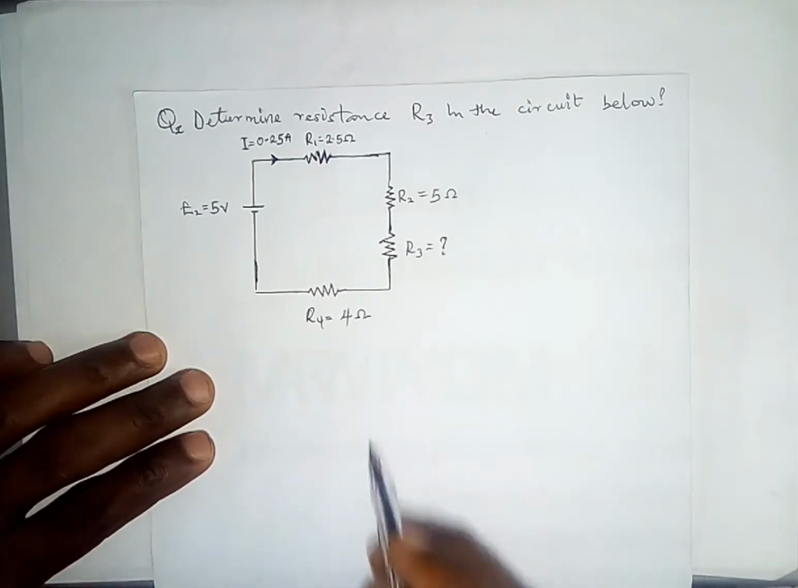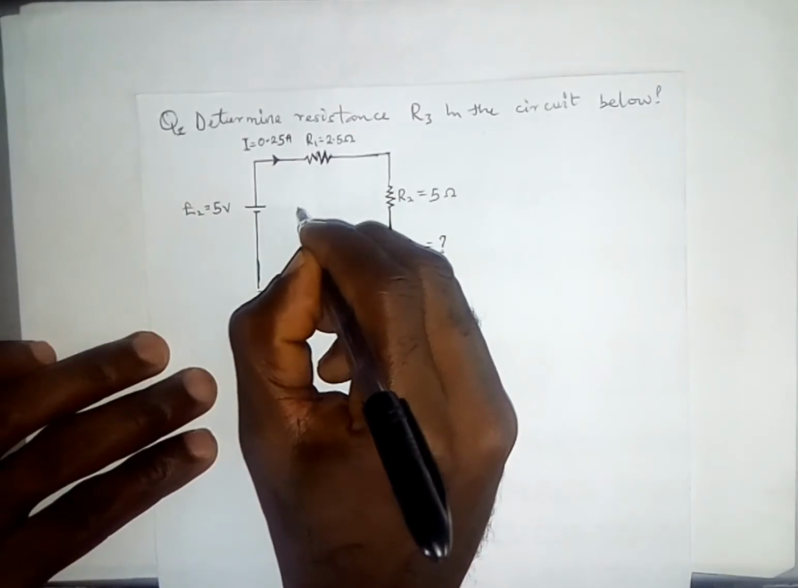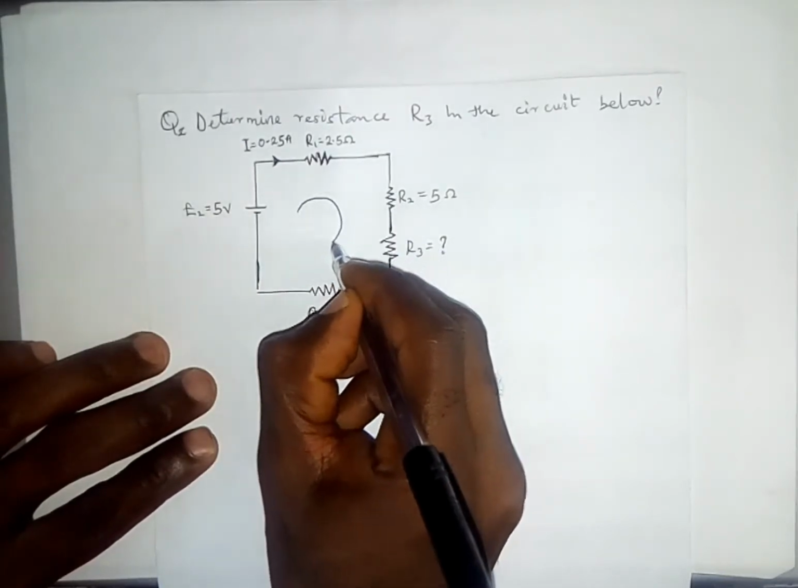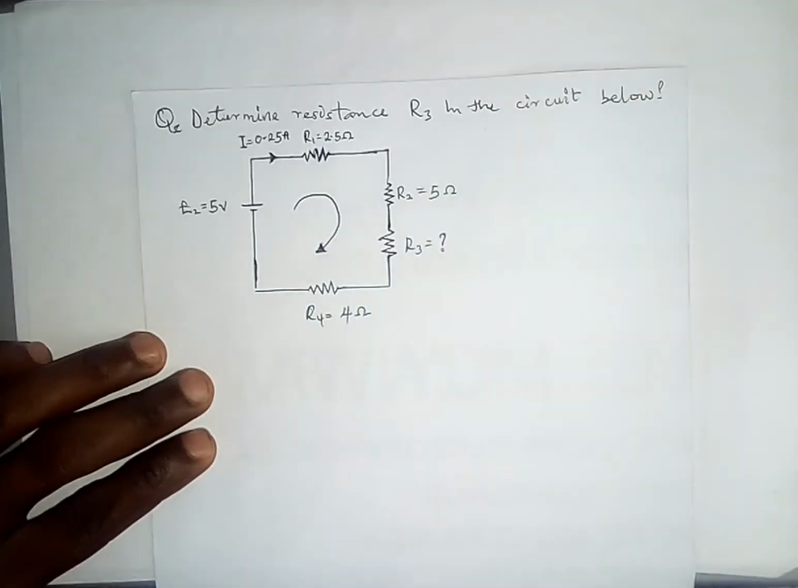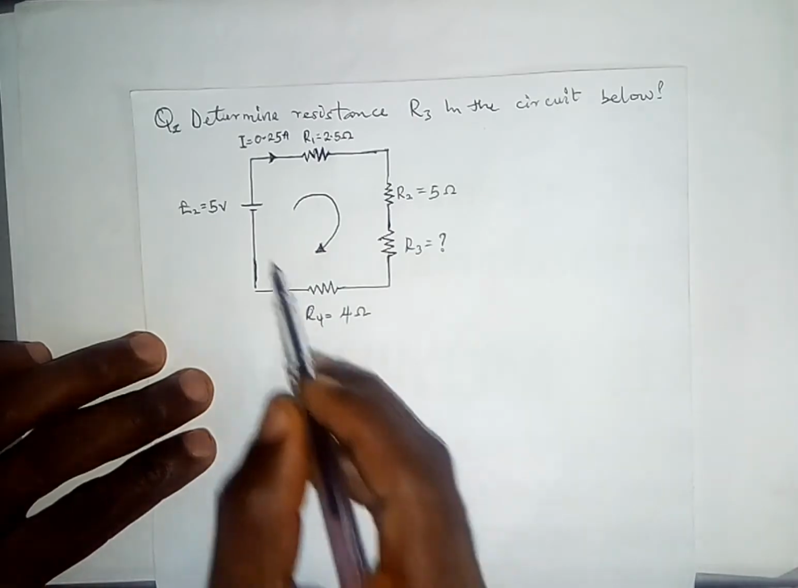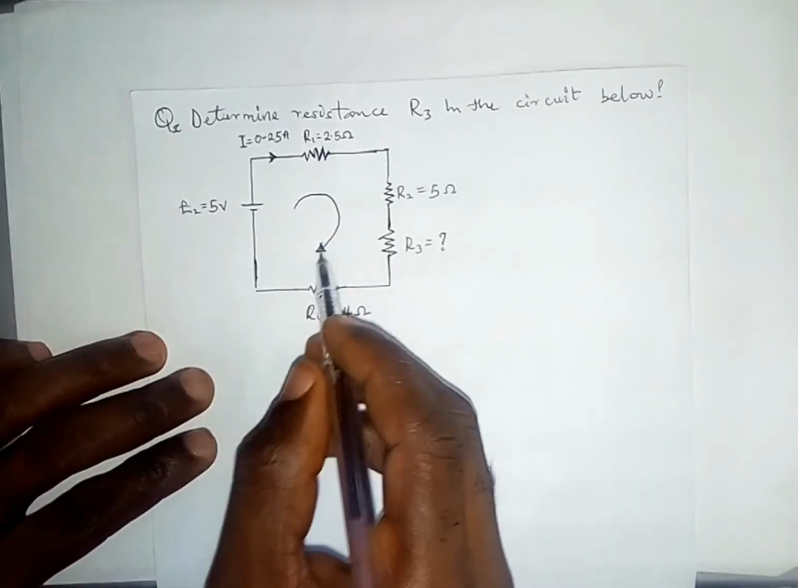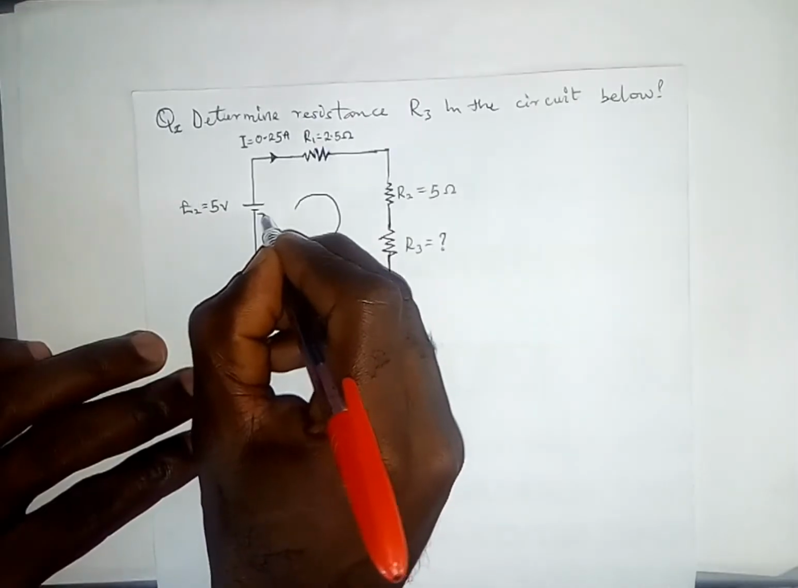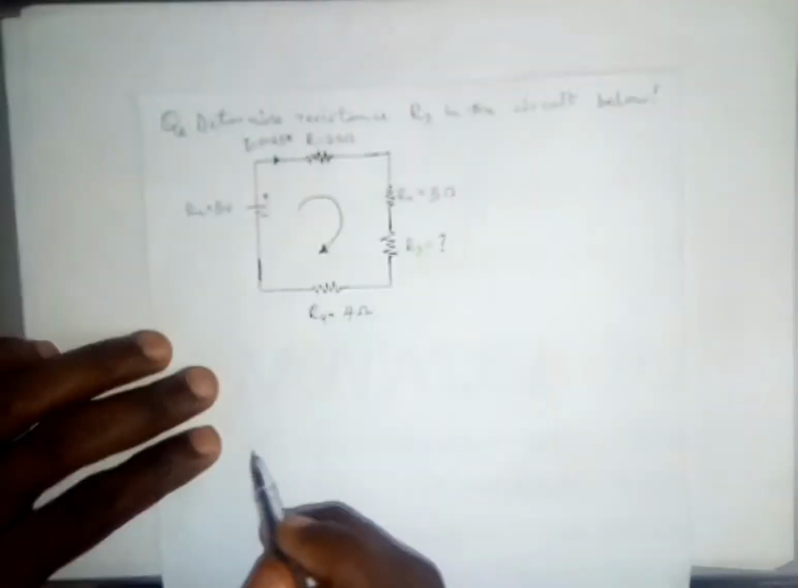So we have to assign our direction first, as we have been doing. I'm going to assign clockwise direction as well. The next thing, I'm going to fix my polarity. In the case of this source, where the voltage is rising, I'm going to have negative, because that's the negative terminal here, while this one is the positive terminal.